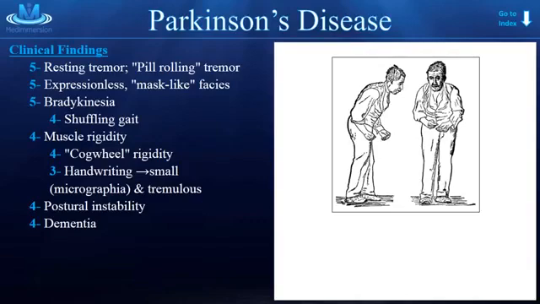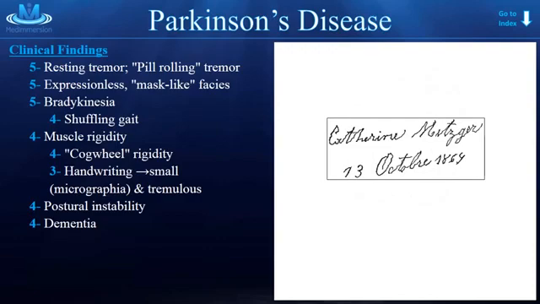Other things that you'll hear of are the cogwheel rigidity, which is a combination of being rigid and having tremors, very small tremulous handwriting, postural instability, and Parkinson's patients also very often develop dementia.